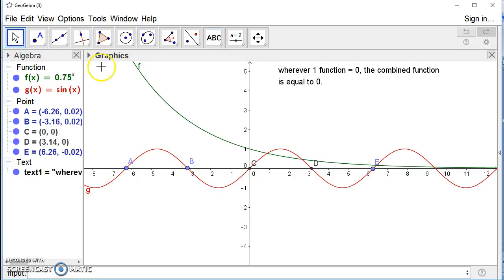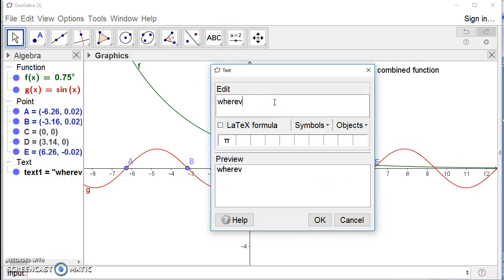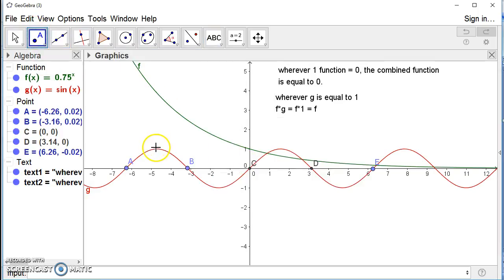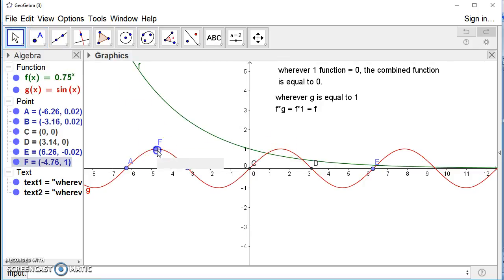So far, what do I know? I know my new function has to pass through these 4 points. I also know that wherever one function, well, let's write it this way. Whenever g is equal to 1, f times g is equal to f times 1, which means it's just equal to f. So wherever g is equal to 1, namely right here, let's not use f for that, but let's draw a line.